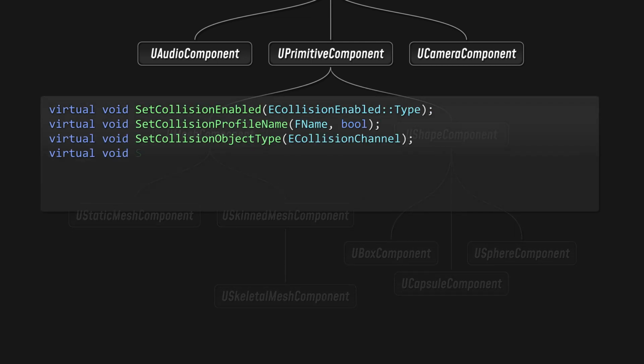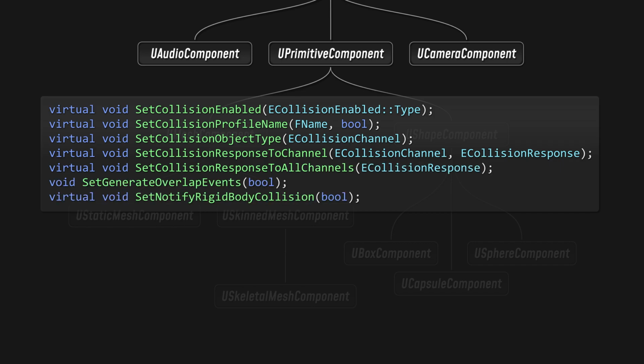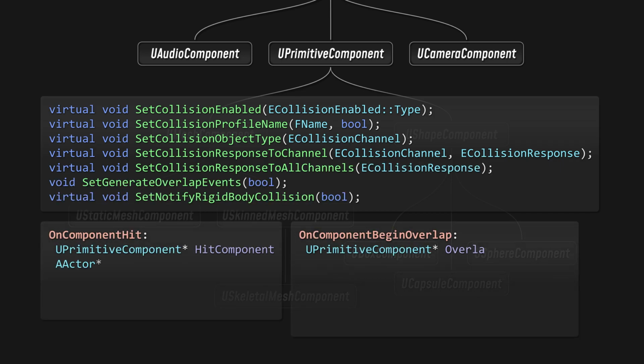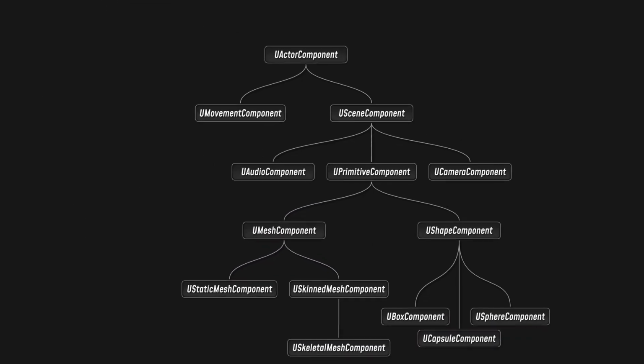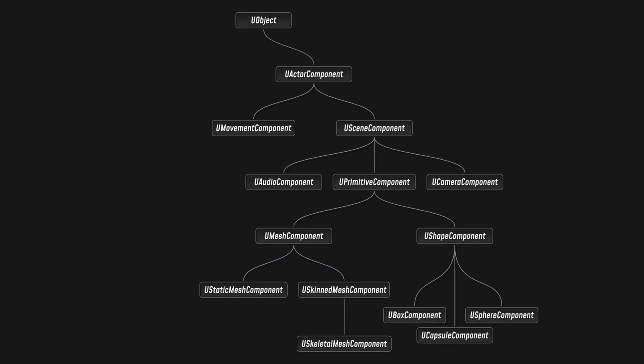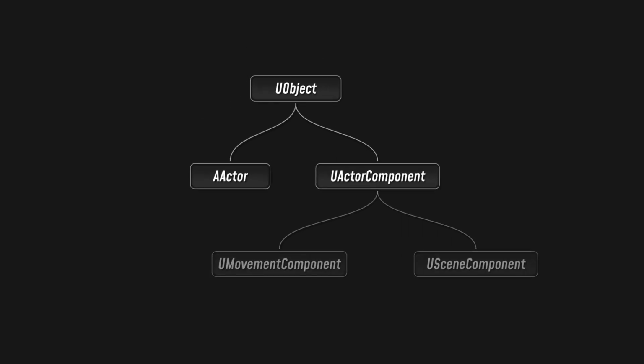Primitives have properties that define how they interact in collision checks against other primitives, as well as events that are fired when those collisions occur. If we follow this inheritance hierarchy back, we'll end up at Object, which is the common base class for actor components and actors, as well as most other engine types.